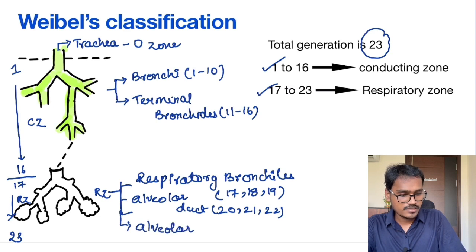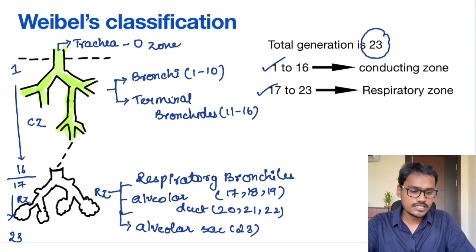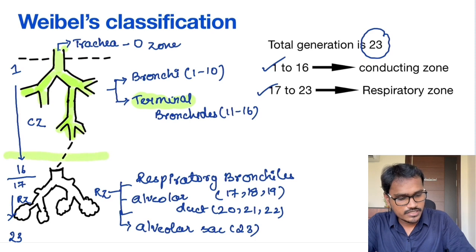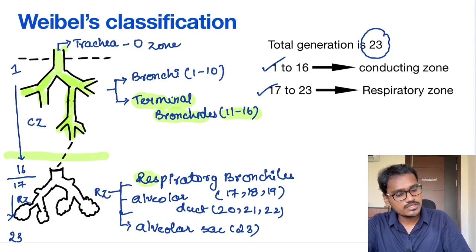This division has potentially many MCQs. For example, where does the conducting zone end? It is classically asked, where does the conducting zone end? Let's see here, it is ending over here, that is the terminal bronchioles, which is consisting of 11 to 16 generation. And where does the respiration begin? If the question is, where does the respiration or the gaseous exchange begin? The gaseous exchange begins in the respiratory bronchiole itself.